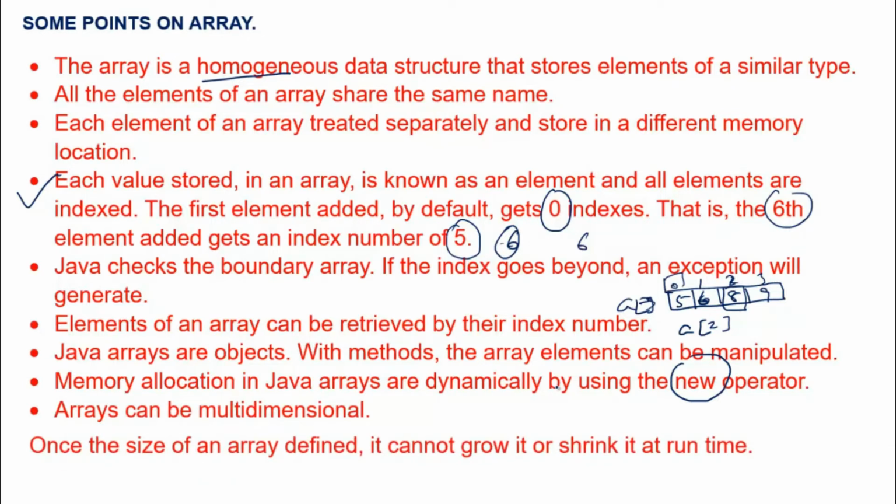Once the size of an array is defined, it cannot grow or shrink at runtime. This is the main disadvantage of the array. Once you define that the array contains 10 values, we can't store an 11th value, and if you do, it will give an error. These are some very important points, and you should remember all of them.